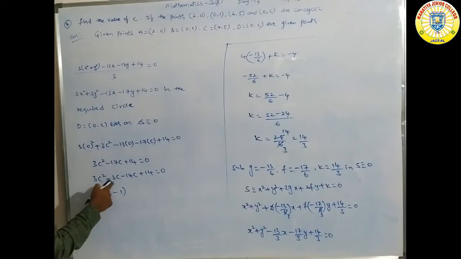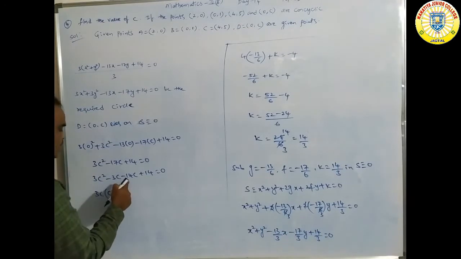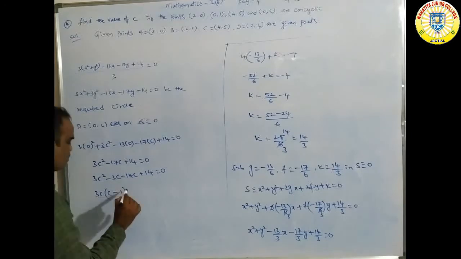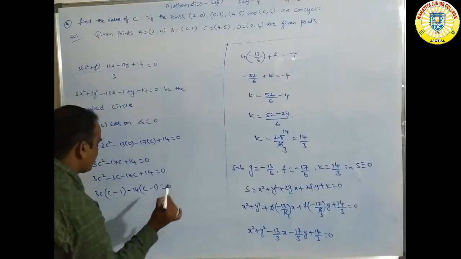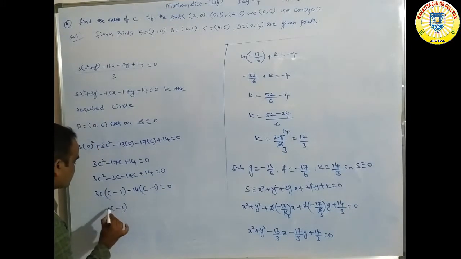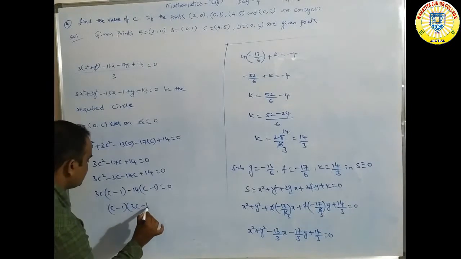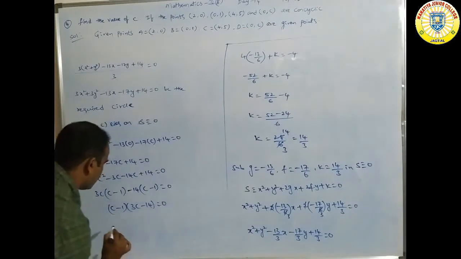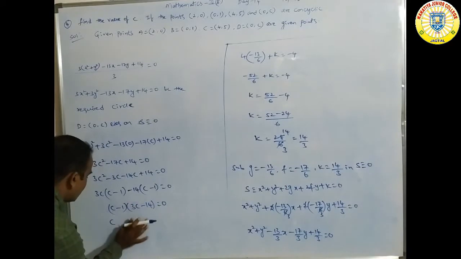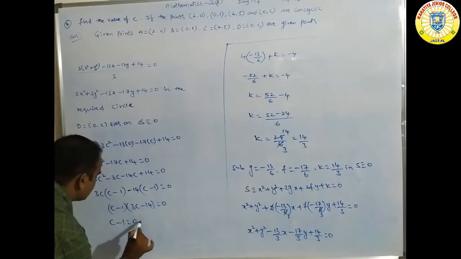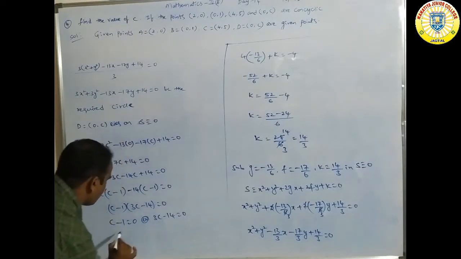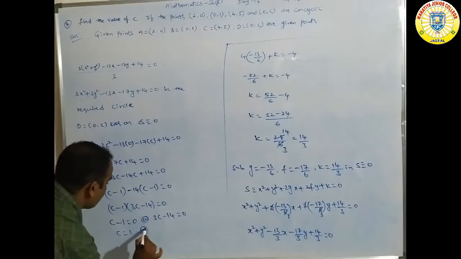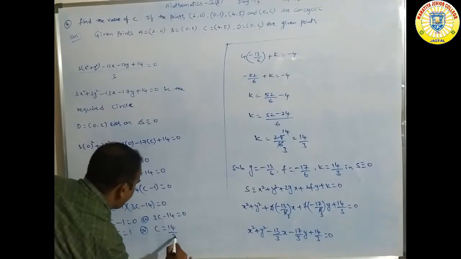So 3c square minus 3c, we take a common 3c, remaining value c minus 1. Here minus 14c plus 14 equal to 0, we take minus 14 common, remaining value c minus 1, is equal to 0. So c minus 1 into 3c minus 14 is equal to 0. This gives c minus 1 is equal to 0 or 3c minus 14 is equal to 0. Here c is equal to 1 or c is equal to 14 by 3.